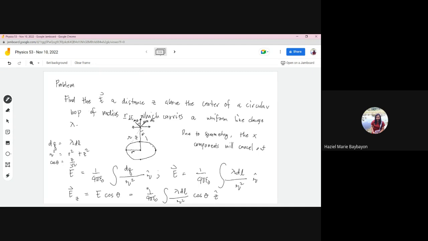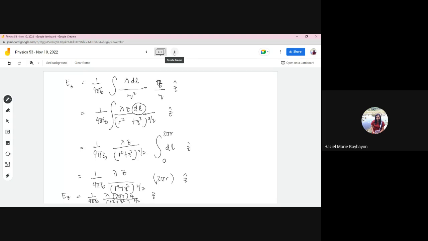Okay, do you have questions? If you have problems like this, you can automatically use this equation to solve for the electric field.